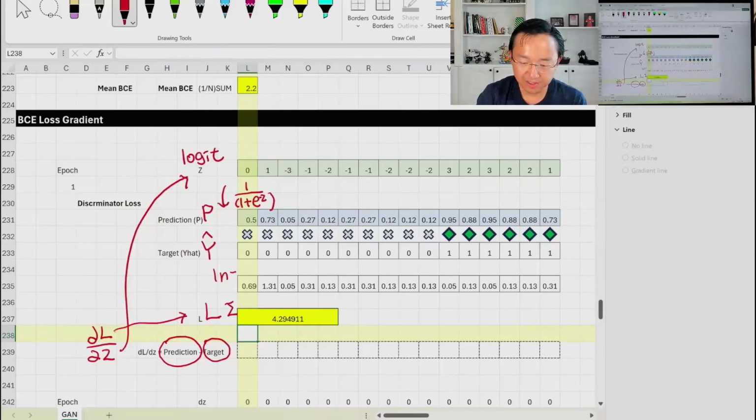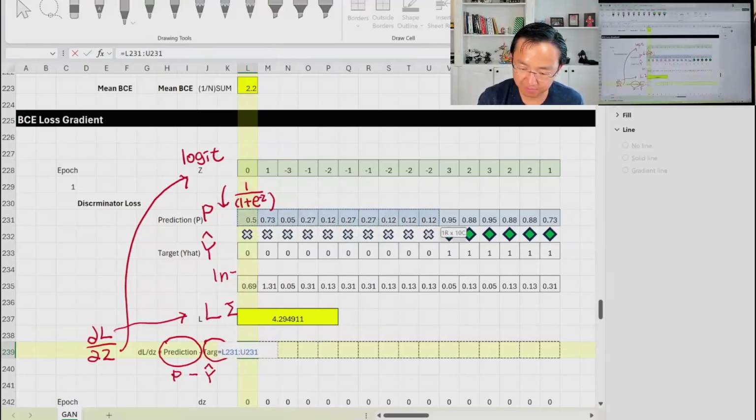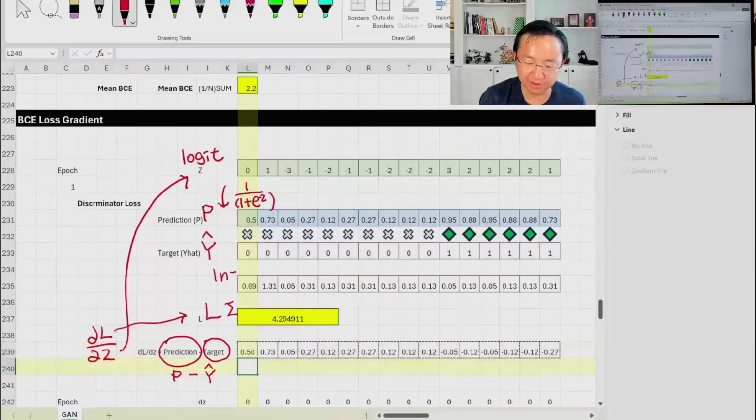Okay, so let's implement this. How do we implement this? It's going to be prediction, which is my P, and target, which is my Y hat, and then the minus like this. This is my goal. I take my prediction, select this, and minus Y hat. I select my Y hat. So for the generative adversarial network, it just has to figure out the 0 and 1 for generated fake examples and real examples. Okay, so this is my gradient.